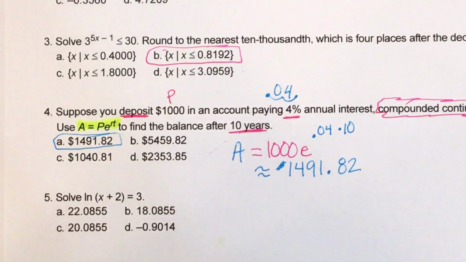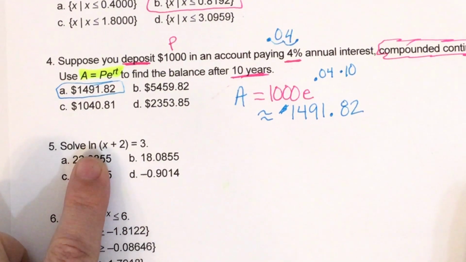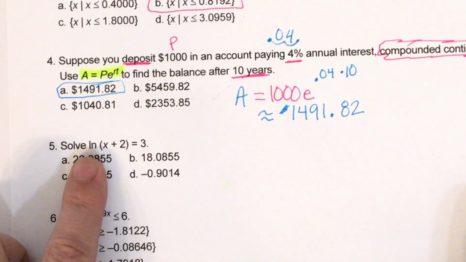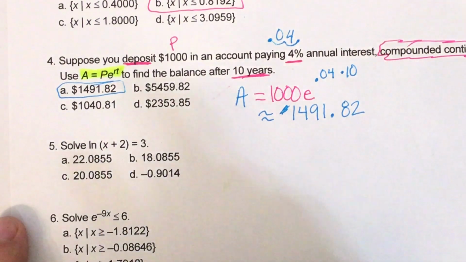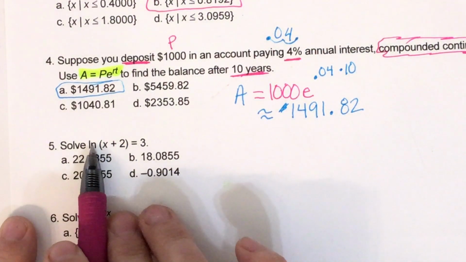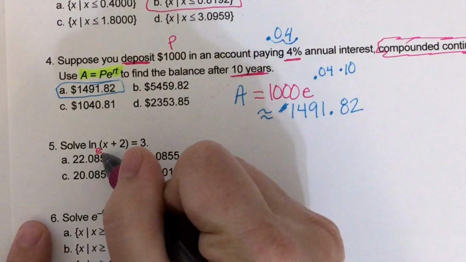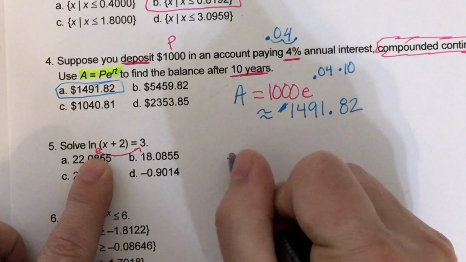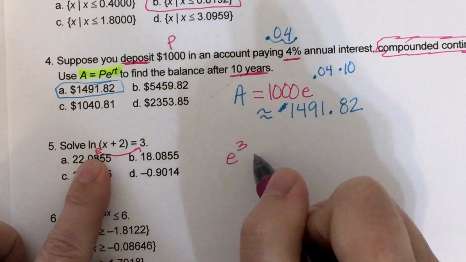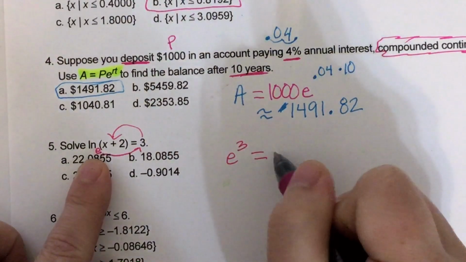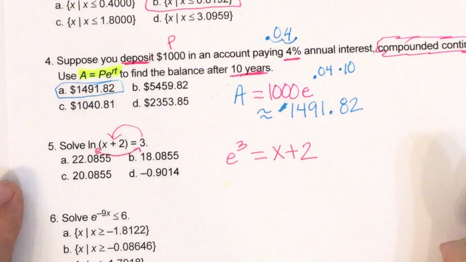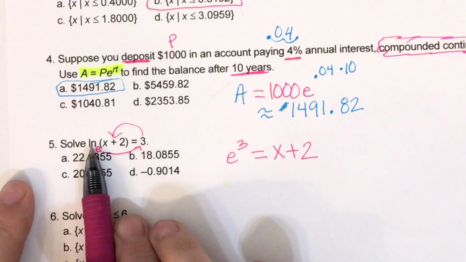Okay, next one. All right, so when you see log only once or natural log only once, you rewrite it in exponential form. So we have to know who the base is. Remember, when you're working with natural log, if you don't see the base, it's an e. And so we go around the world: e raised to the third power equals x plus 2. So this is your process of solving when you have just one log or one natural log.